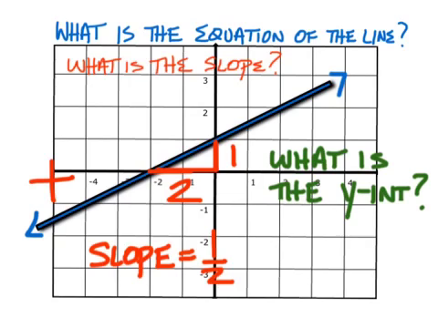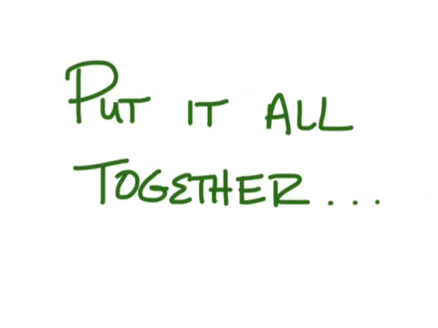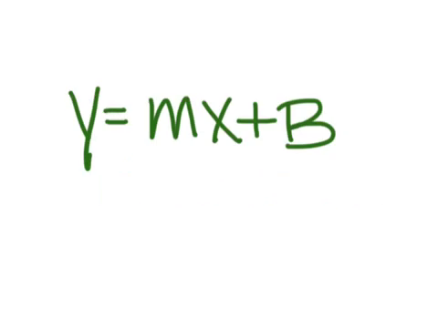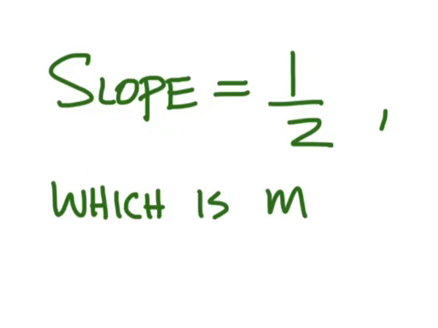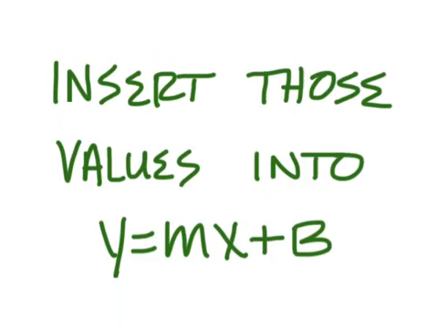What is the y-intercept of this line? The y-intercept of the line is positive 1. So we found the slope and the y-intercept. Put it all together: y equals mx plus b. The slope is 1/2, which represents m in the equation. The y-intercept is 1, which is b in the equation.